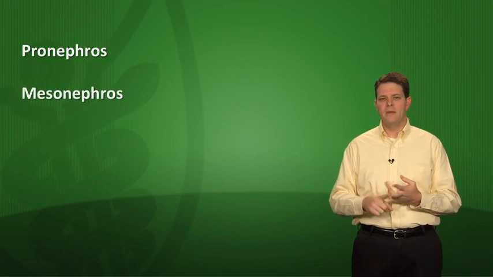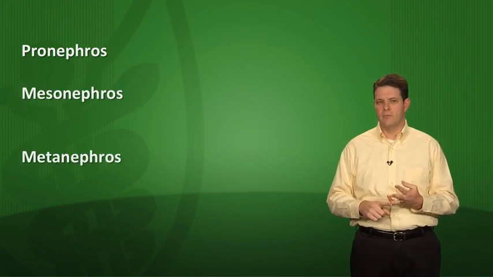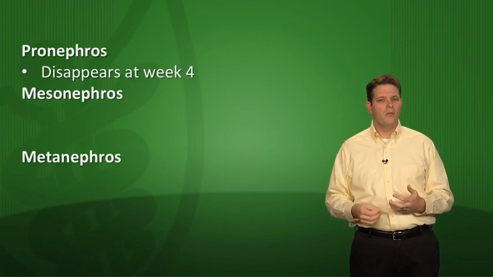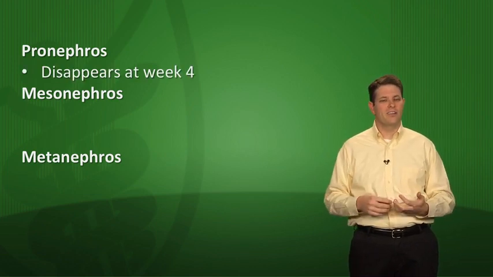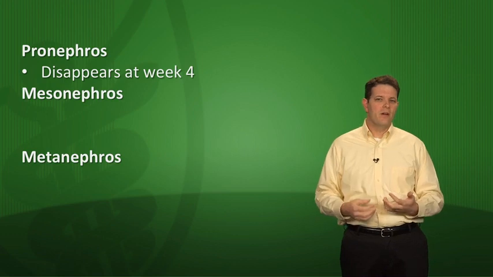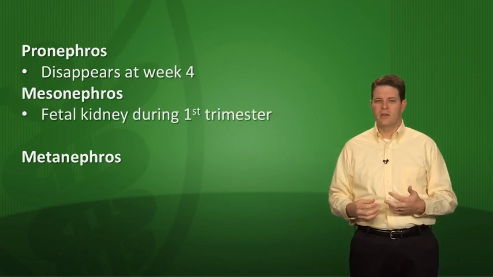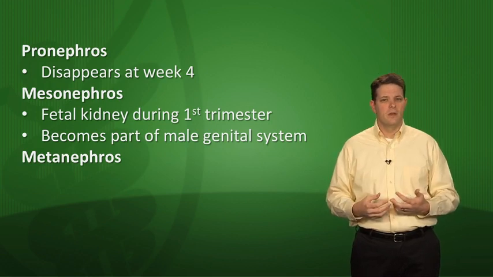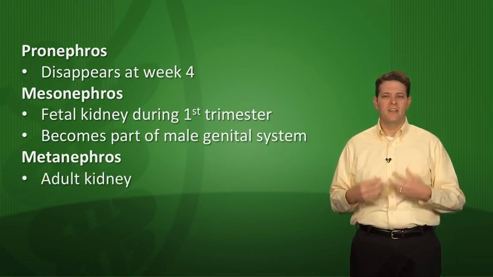The kidney starts off as structures called the pronephros, the mesonephros, and the metanephros. But all three of those don't make it to adulthood. The pronephros is present at week 4, but then it gradually disappears. The mesonephros basically functions as a fetal kidney during the first trimester, and then it becomes part of the male genital system. And then the metanephros gives rise to the adult kidney.